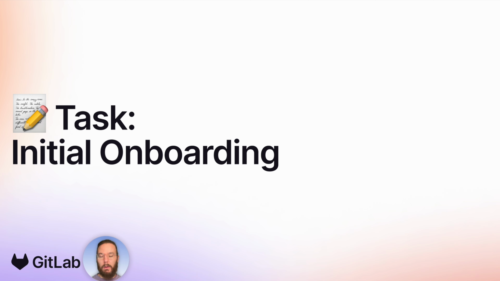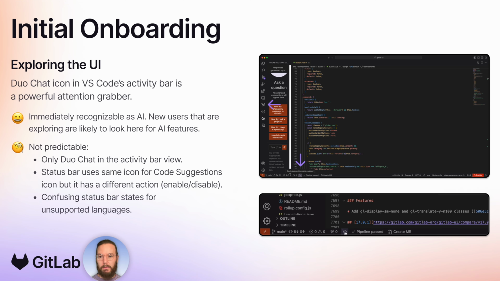First task was the initial onboarding after installing the extension. Exploring the UI is something new users will do, and the first thing that popped out was the AI icon in the activity bar. It's very eye-catching, and I think a lot of users will look there first for AI features. When you open it, though, it's just Duo Chat specific. This is a little bit confusing because we use the same icon in the status bar, but that status does not refer to Duo Chat or other features. It's just code suggestions. And by clicking it, you can enable and disable code suggestions.